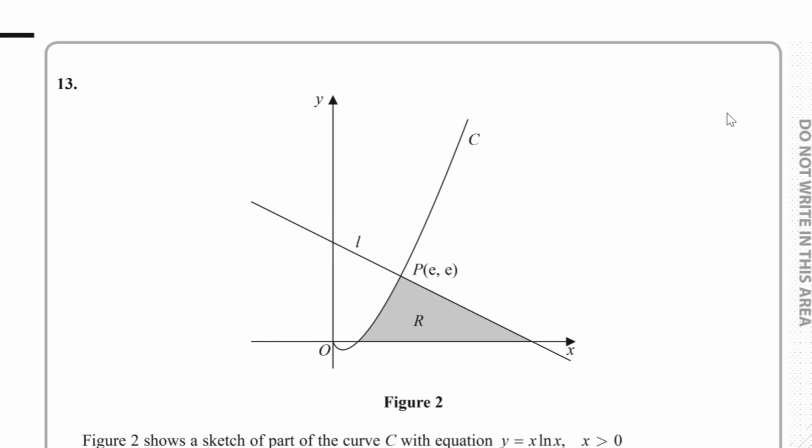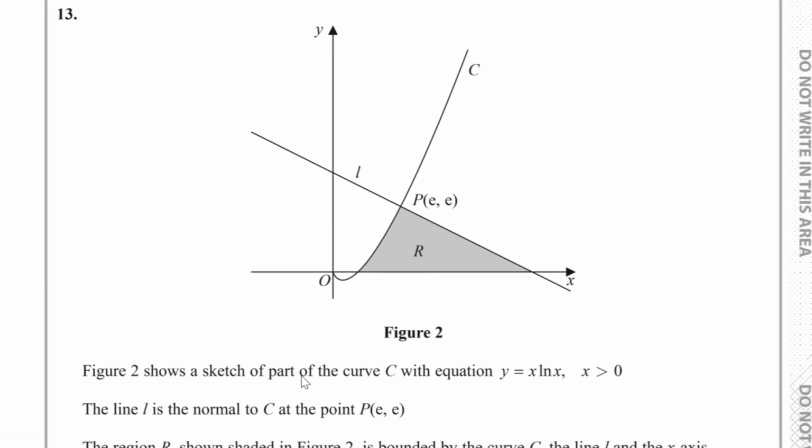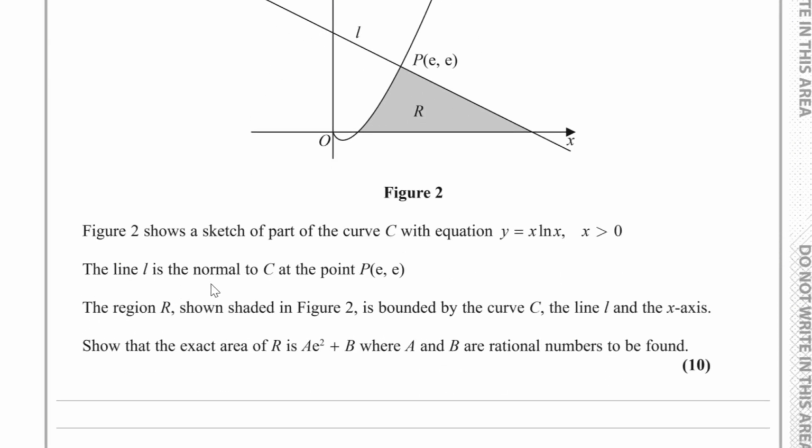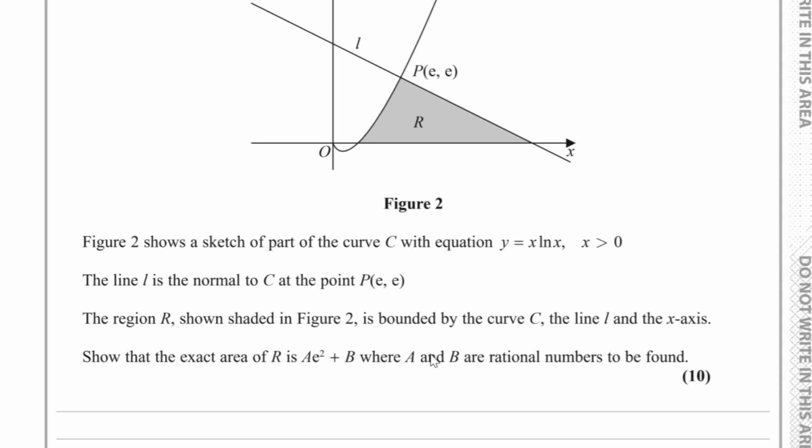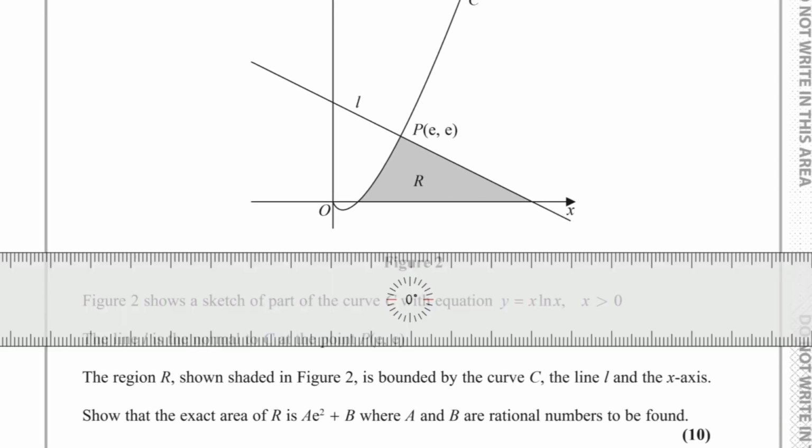Question number 13. Figure 2 shows a sketch of part of the curve C with equation y equals x times the natural log of x, where x is greater than 0. The line L is the normal to C at the point E, and the region R shown shaded in figure 2 is bounded by the curve C, the line L, and the x-axis. We have to show that the exact area of R is AE squared plus B, where A and B are rational numbers to be found. Well, what we can do for this is split the area up into 2 parts.